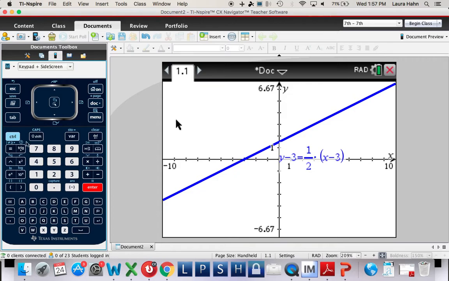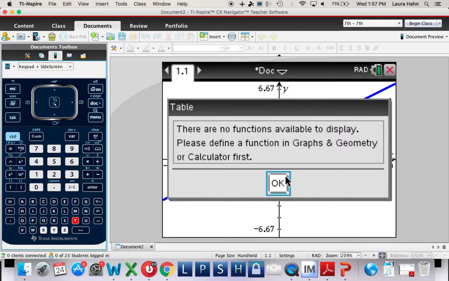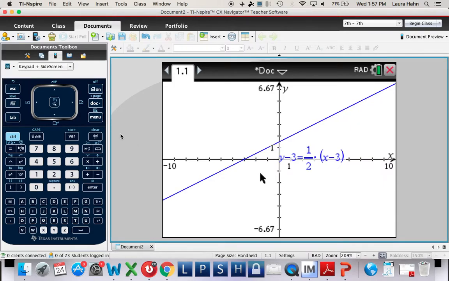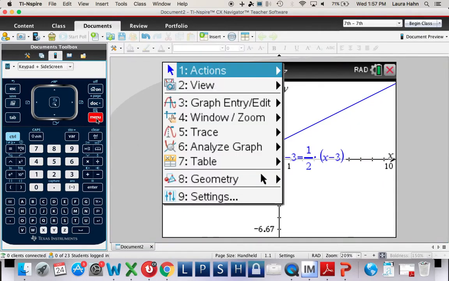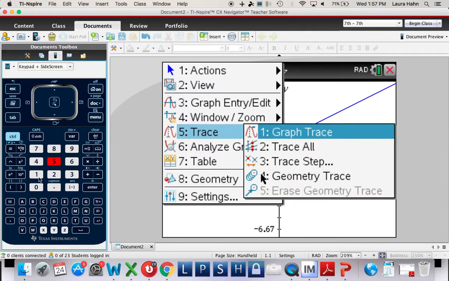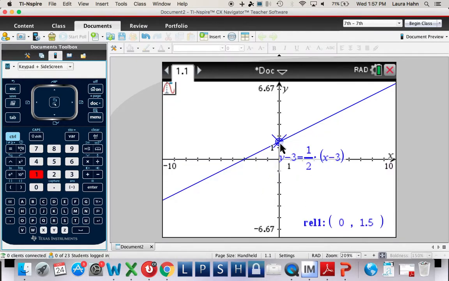Okay, so if you graph in relation, the table does not work. Watch, Control T. Oh well, because we learned how to use trace, which is very similar to table. So I'm going to press menu, 5, 1, and when I press trace, a little x pops up. This is where it will always start in trace, on the y-axis, so this is my y-intercept. So now I know my y-intercept is at 0, 1.5. So I'm going to add that on my paper, so make sure you do the same on yours. I'm writing on my paper right now that the y-intercept is at 0, negative 1.5.